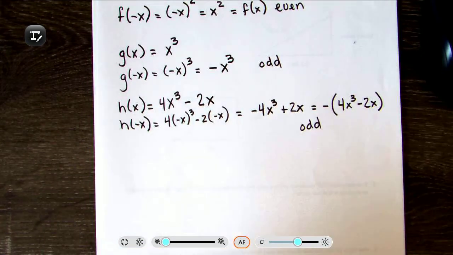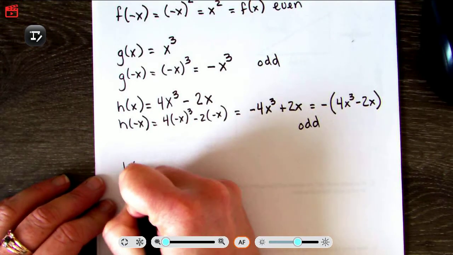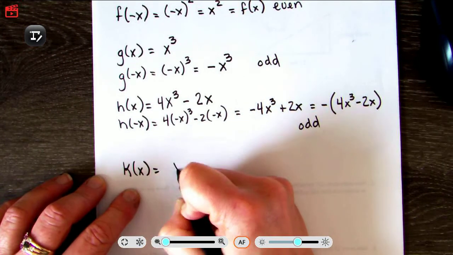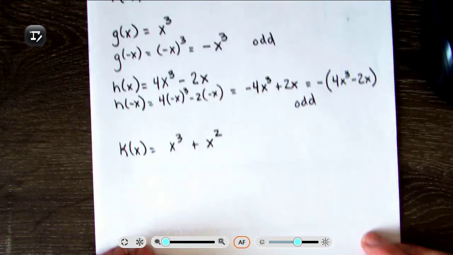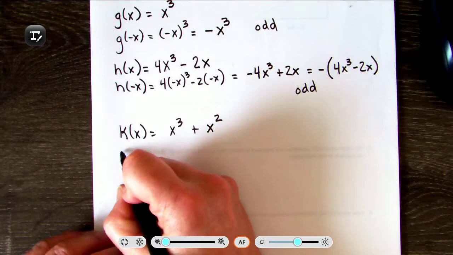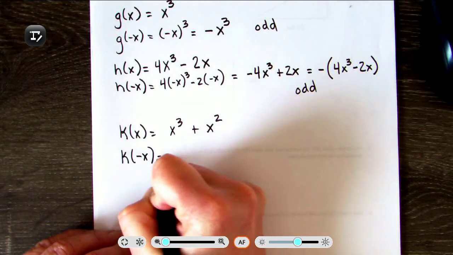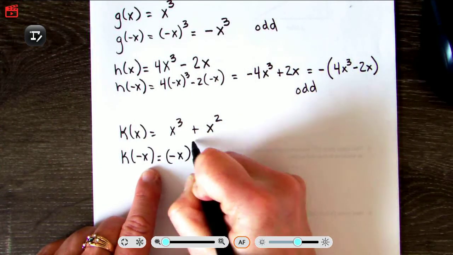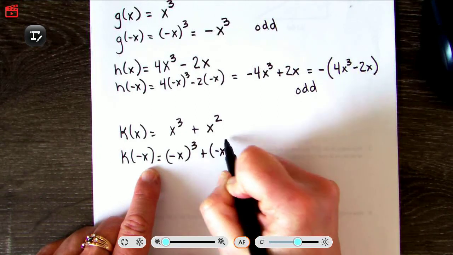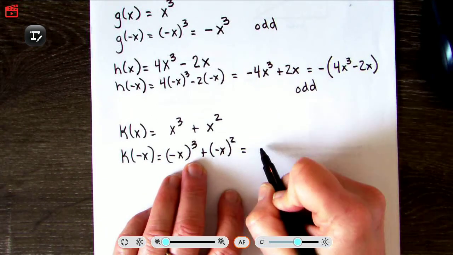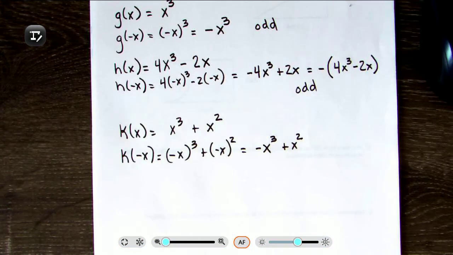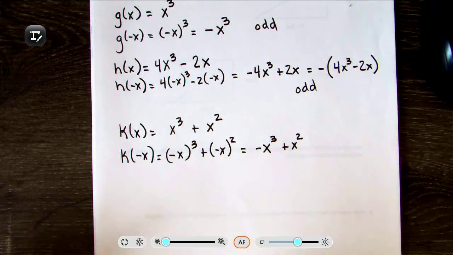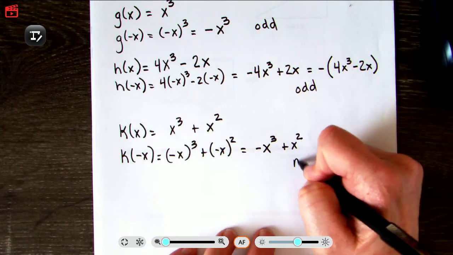If you have a mixture, which I'll do this time, we'll just do x cubed plus x squared. So there's a mixture of powers. We'll find that it's going to turn out to be neither. So I'm going to cube my negative. I'm going to square my piece. This turns into negative x cubed plus x squared. It is not the opposite of what I started with, nor is it the same thing that I started with. So this is neither.